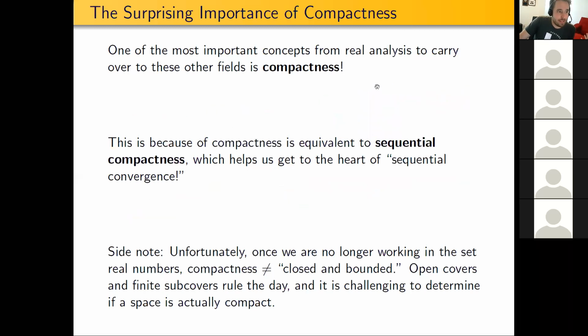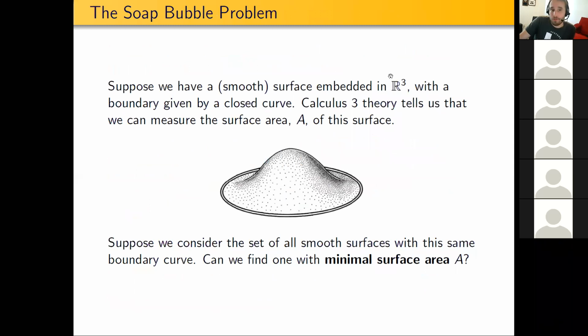And that brings us to one of my favorite problems. Again, this is the sort of stuff that I love to think about. The soap bubble problem. And here we're starting to circle back around to that first picture. Suppose that we take a smooth surface embedded in three-dimensional space. So a surface is this two-dimensional object. It's sitting inside of three-dimensional space, and it has a boundary given by a closed curve.